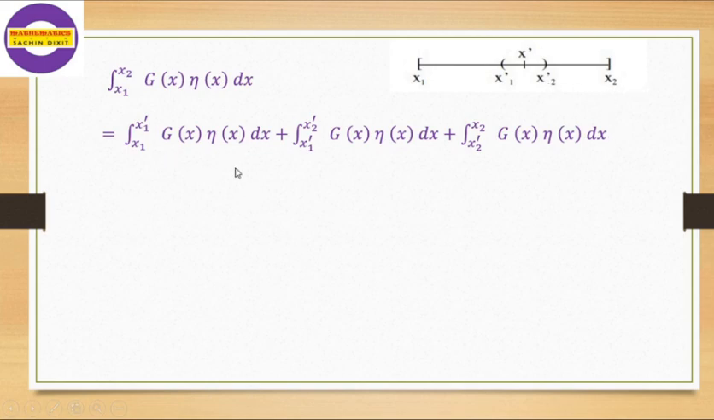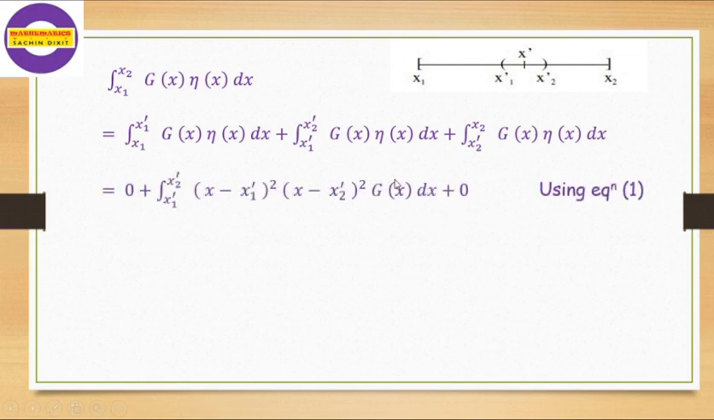Now we know the value of eta x in these intervals. For this first interval x1 to x1 dash, eta of x is equal to 0, and also in the last interval from x2 dash to x2, eta of x is equal to 0. And for x1 dash to x2 dash, we define this eta x as (x minus x1 dash) whole square into (x minus x2 dash) whole square.